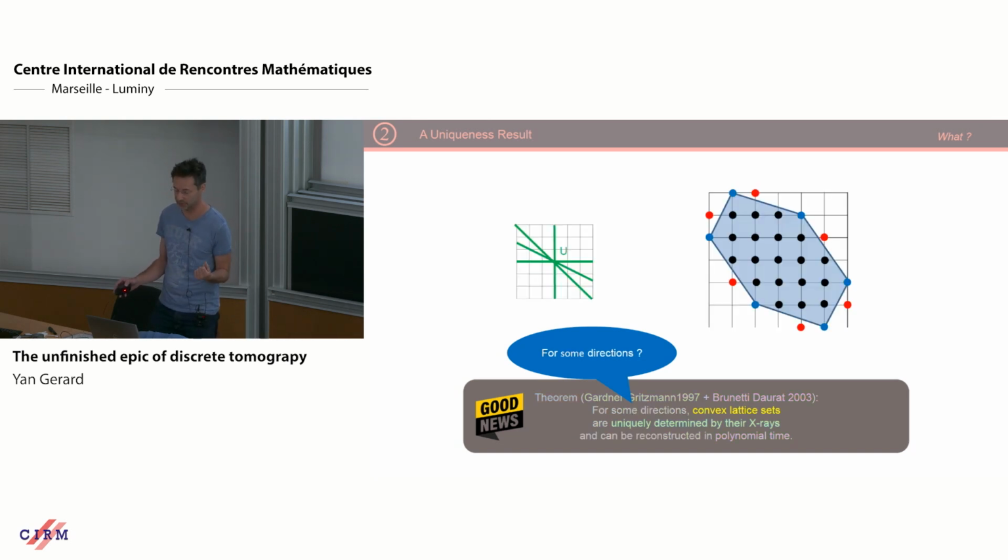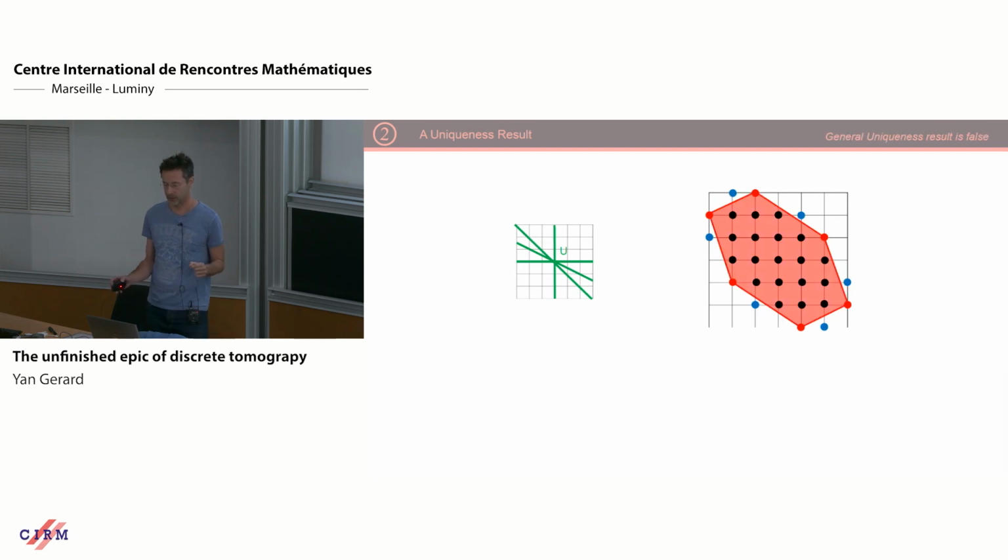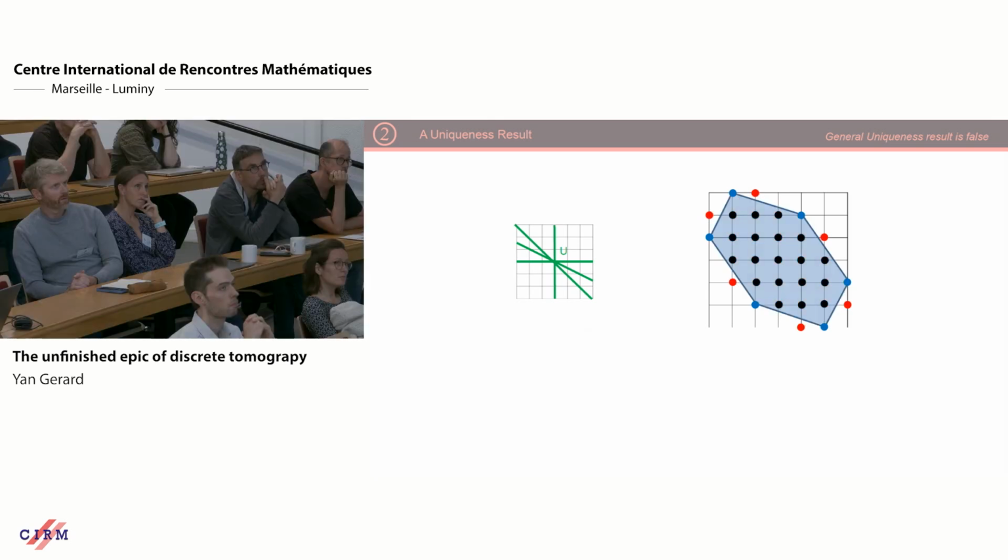Why for some directions? Because in fact, for some other directions, we will not have uniqueness. I took a set of directions, U, and if you look at these two sets, the black points plus the blue ones, or the black points plus the red ones, then they have exactly the same projections according to the directions of U.